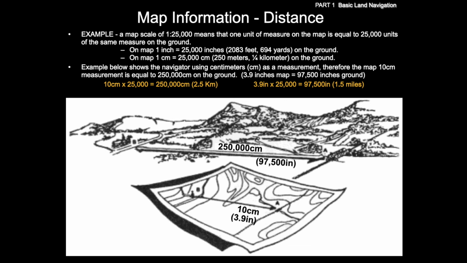Basically, the navigator is using centimeters on the map, measuring a distance of 10 centimeters, and then converting that using the map scale. So this one is 1 over 25,000. The equation goes like this: 10 centimeters times 25,000 for the map scale equals 250,000 centimeters, which is a useless figure, but 2.5 kilometers is useful.